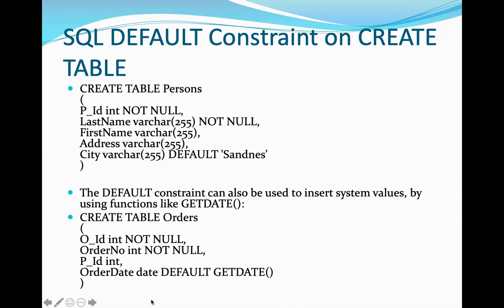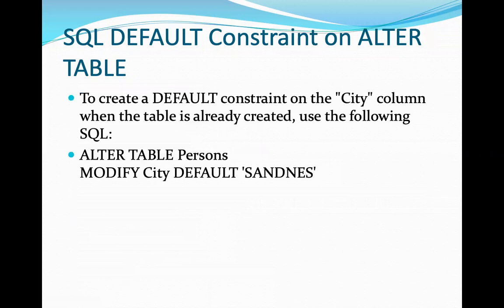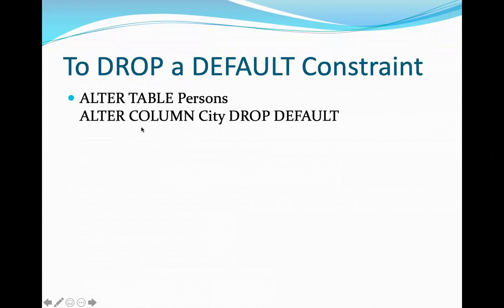Or likewise, if you want to put the order date and you don't want to put it on your own, then it will be taken from the system. So getdate is a function which will take the system's date and put it into the order date. Again, if you want to modify the default constraint, you can do that. With the help of that, we can also drop that particular default.